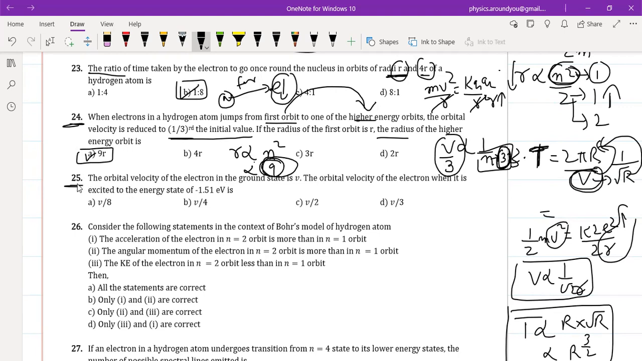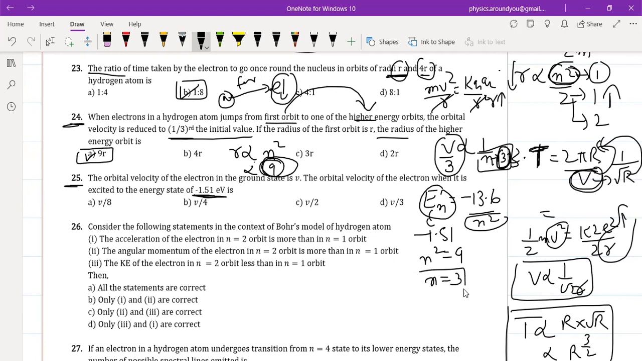Now, question number 25. The new energy is minus 1.51 eV. We know that the energy in the n state is minus 13.6 by n square. If I put this as minus 1.51, I can find n square to be 9, or n value to be 3. You could divide: 1.51 times 9 will give you nearly 13.6. So to which state did it get excited? It got excited to n equal to 3.